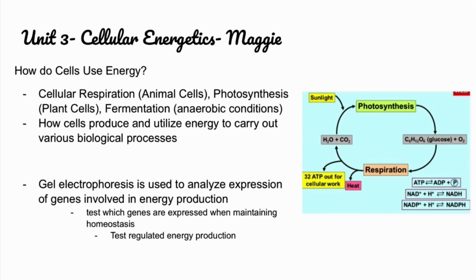And cellular energetics, by definition, is how cells produce and utilize energy to carry out various biological processes. So it's not just how they produce it, but also how they use it. Gel electrophoresis is used to analyze expression of genes involved in energy production. So it just shows if a patient comes in with low energy, most likely there is a problem with a gene being expressed in the mitochondria.